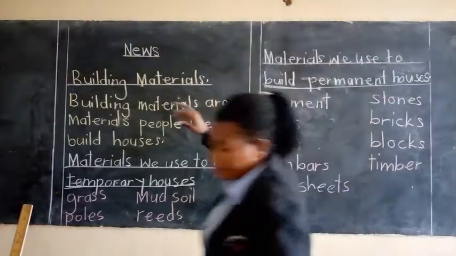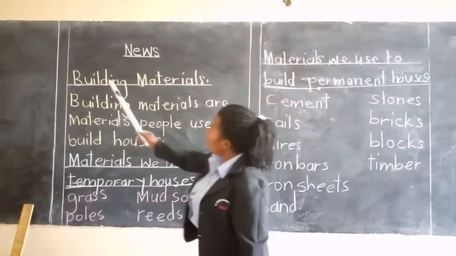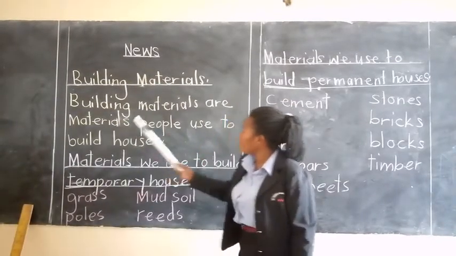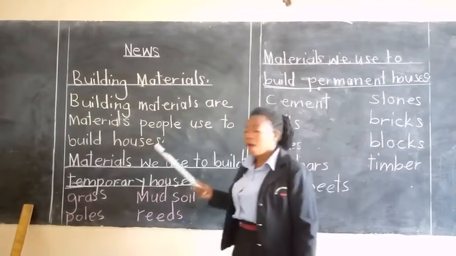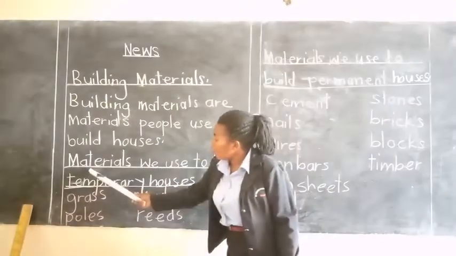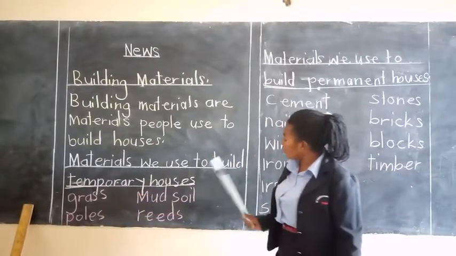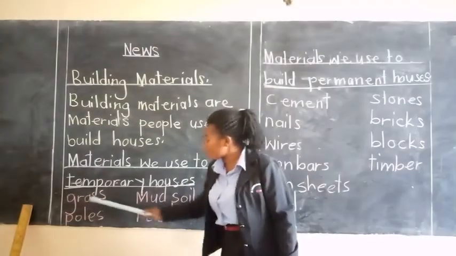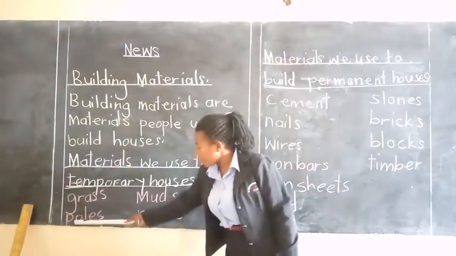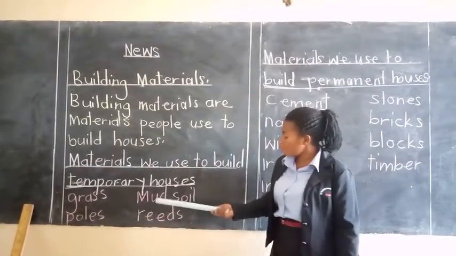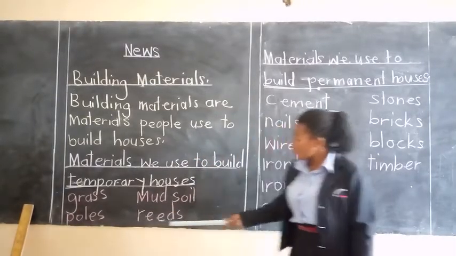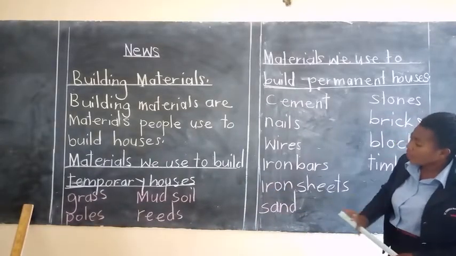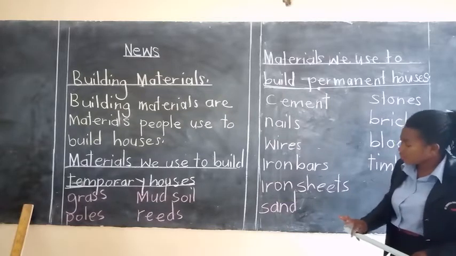Now let us read it through. Building materials. Building materials are materials people use to build houses. Then we have materials we use to build temporary houses. The first material is grass. Another one are poles. We have mud soil. We have reeds. So those are some of the examples of temporary houses.